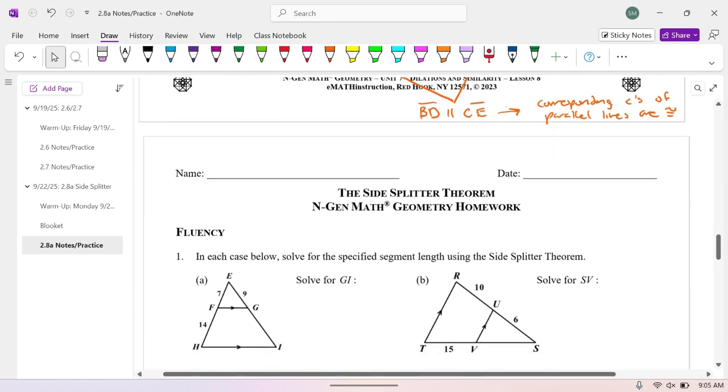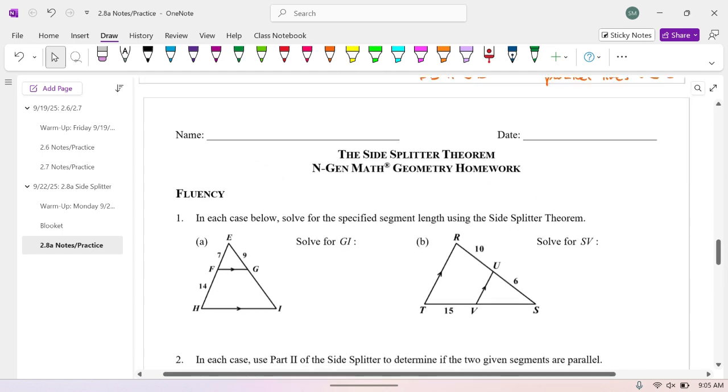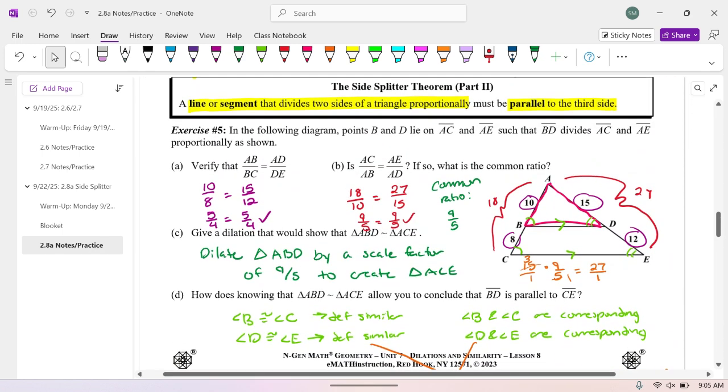All right, any questions on side splitter theorem? Okay, I know that was kind of a really, for lack of a better word, messy lesson. Does anyone need to see at least one more example on side splitter? You guys get it enough?